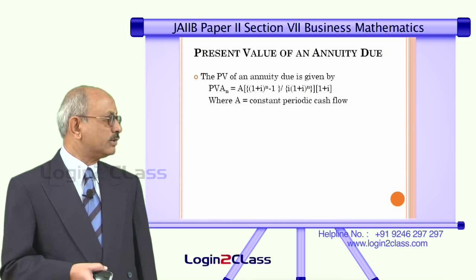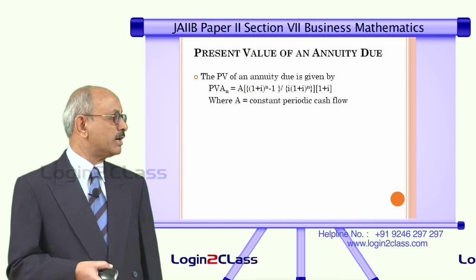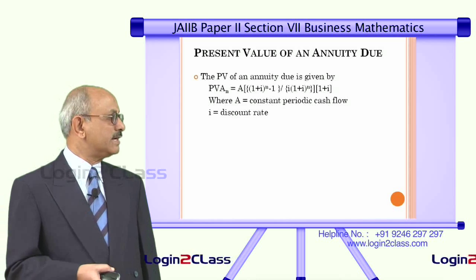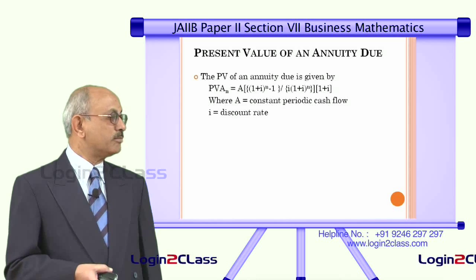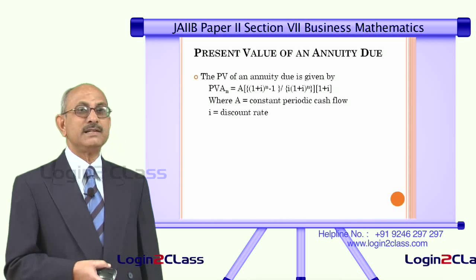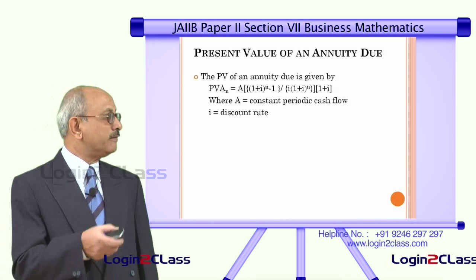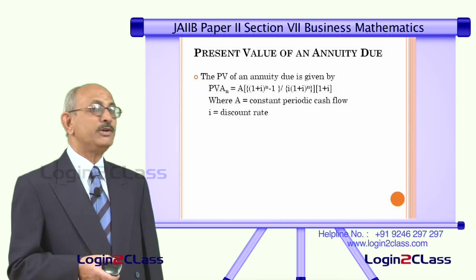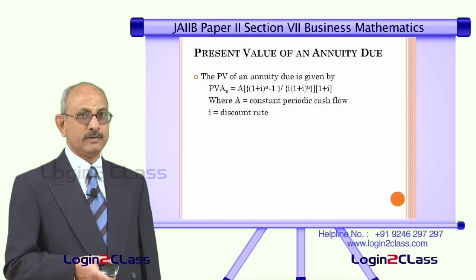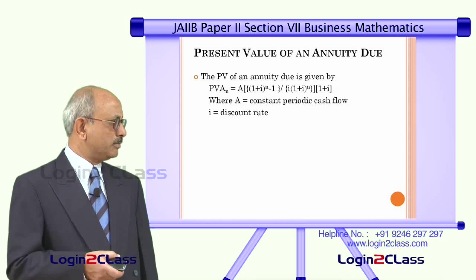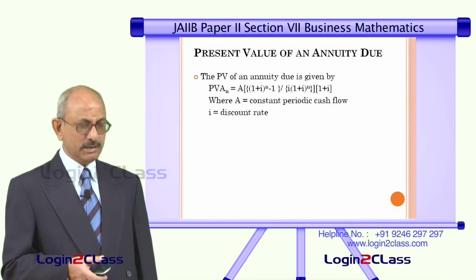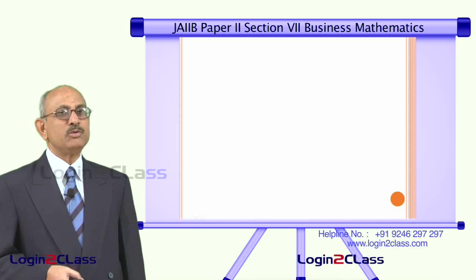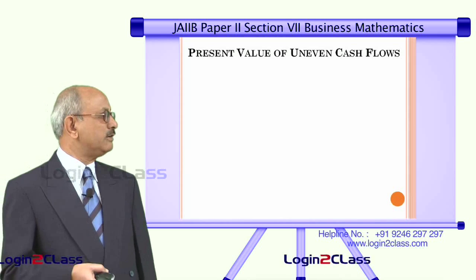So, you look at the formula, it is given by A into (1 plus I) raised to N minus 1, whole divided by I into (1 plus I) raised to N, into (1 plus I). That 1 plus I is an additional factor there, that you have to remember. So, whenever in an example they are asking you to calculate present value of an annuity due, you have to use the second formula. So, normally this has to be remembered, that 1 plus I is the additional factor between the two equations. And we will come to the third situation now, that is present value of uneven cash flow.